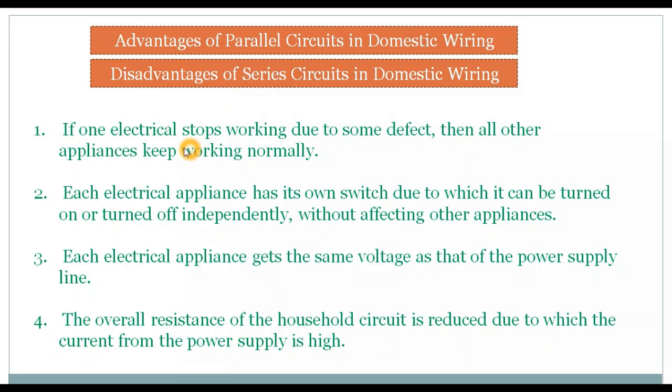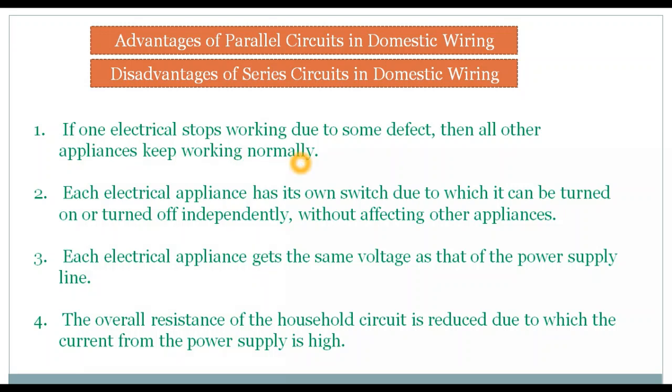Now what happens in the case of parallel circuits? If one electrical appliance stops working due to some defect, then all other appliances keep working normally.